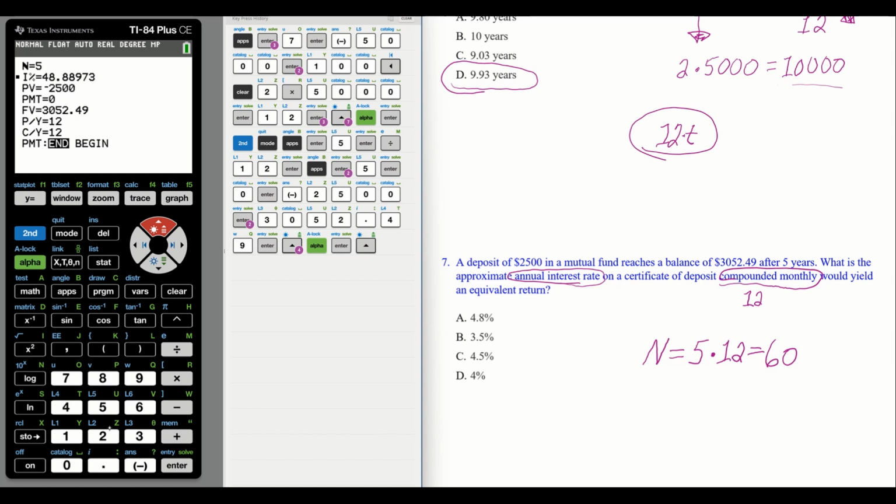Let's go up. And don't always do it by hand. Put in the 5 times 12. Let the calculator do it for you. Okay, now push alpha, enter. And that is the answer.